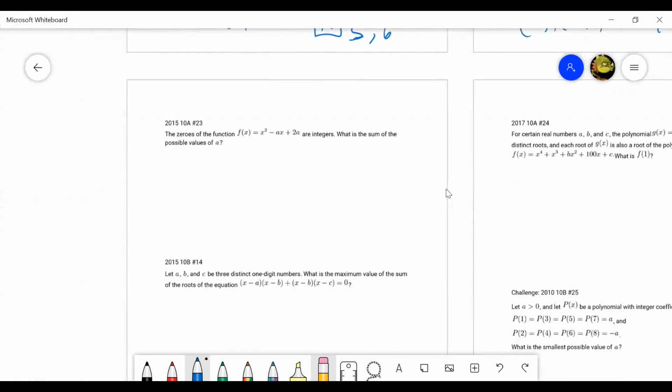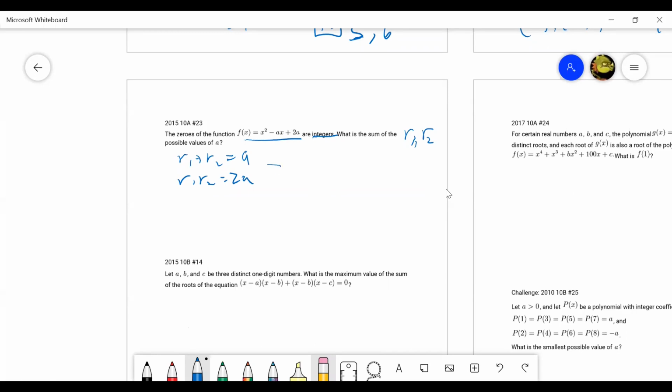All right, so next we have this. The zeros of this function are integers. What is the sum of possible values of a? So again, you can use Vieta's formulas for this problem. We can call the zeros R1 and R2. So R1 plus R2 is equal to A, and R1 times R2 is equal to 2 times A, right? And we know that they're integers. So R1 is an integer, R2 is an integer, and A is an integer, and R1 times R2 is also an integer.